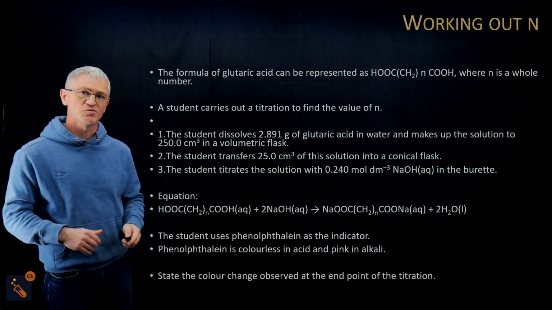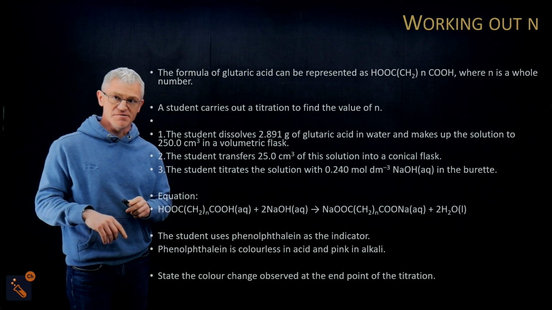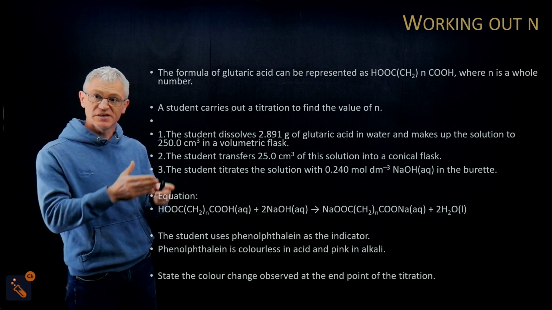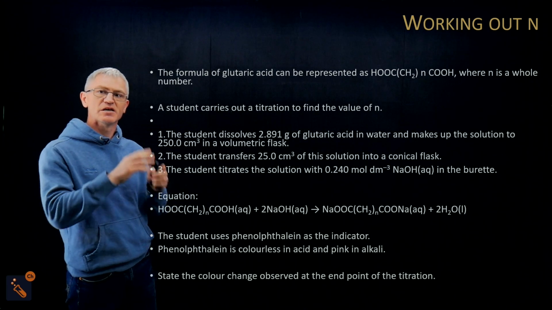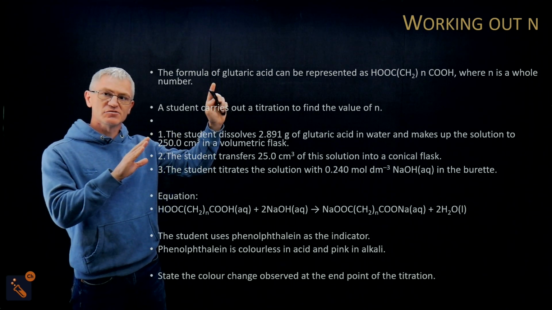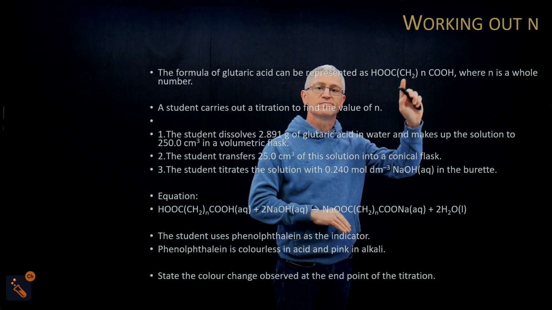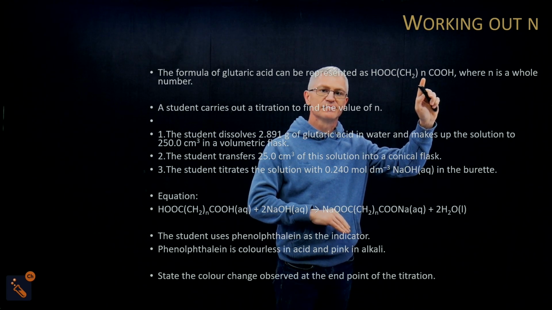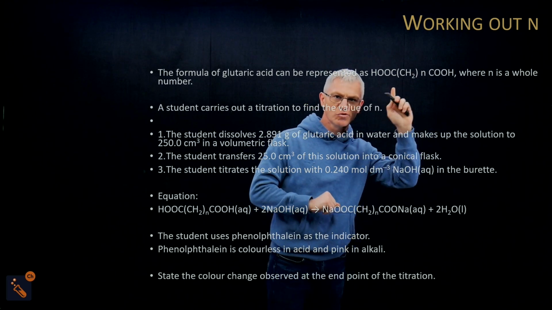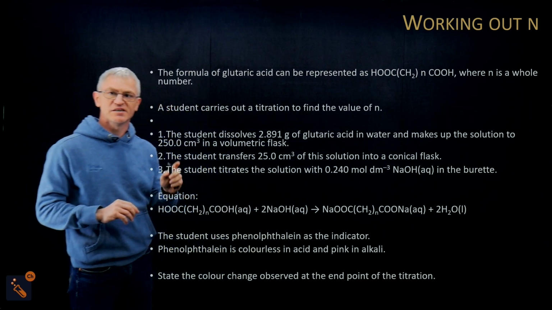So in this question, we're going to have to work out N. So what is N? If you're not sure, stop the video and read the question in full before I carry on. But if you look here, we've got an acid, glutaric, and I'll go across here. You can see there's an N here. This N says how many CH2s I've got. So we've got to work out what that value of N is.